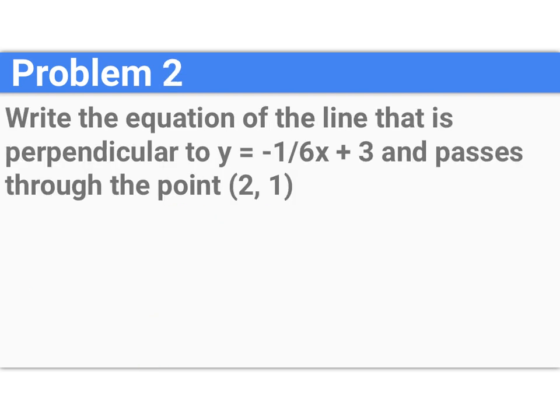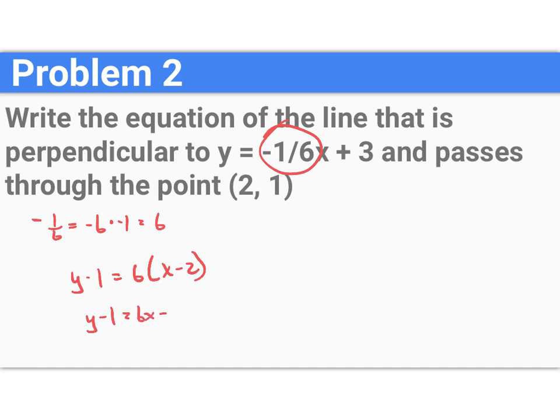What is the equation of a line that is perpendicular to y equals negative 1/6 x plus 3 and passes through the point (2, 1)? What you have to do first is find a slope. We need a negative reciprocal, which means we flip it upside down, then multiply it by negative 1. So the slope of our new line is 6. We use the point-slope formula: y minus 1 equals 6x minus 12. Add 1 to both sides. y equals 6x minus 11.